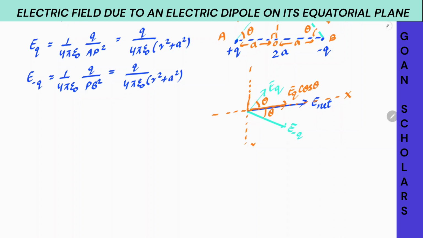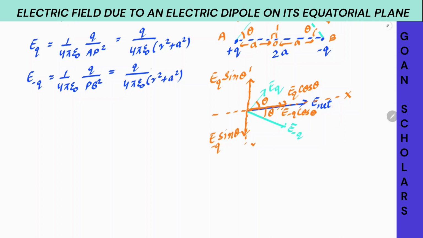Another component will be in this direction, EQ sin theta, if you remember from 11th standard, correct? And E minus Q will also have 2 components. Here it will be E minus Q sin theta, and there it will be EQ cos theta, and E minus Q cos theta, correct? What we can see here is EQ sin theta and E minus Q sin theta. One is going up, one is going down, and both have the same values.